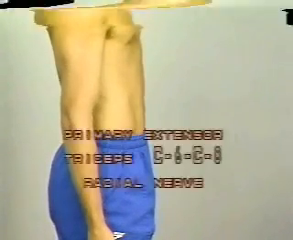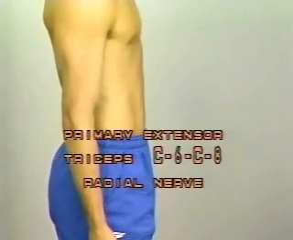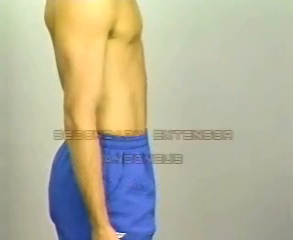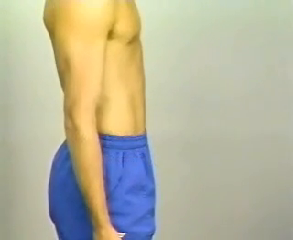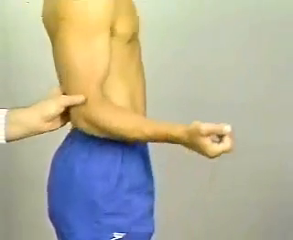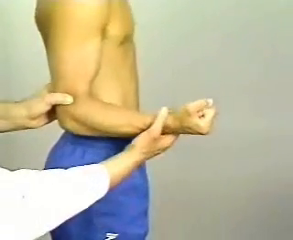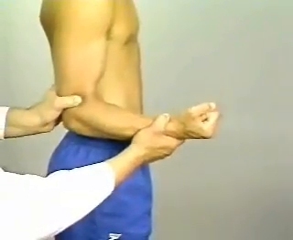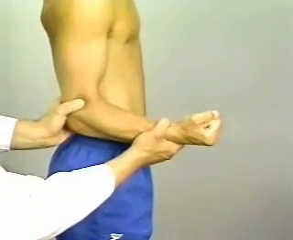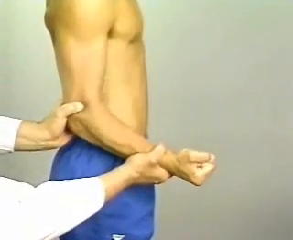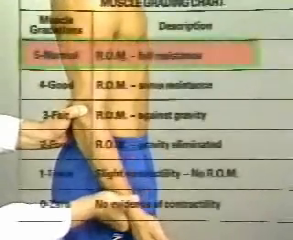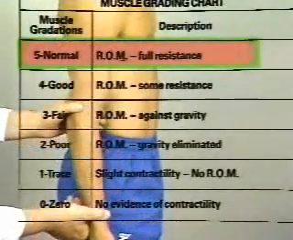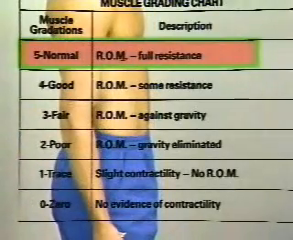Extension. Primary extensor: triceps, C6 to C8 radial nerve. Secondary extensor: anconeus. Maintain the same position as when testing flexion, but this time apply resistance to the dorsal aspect of the wrist region while instructing the patient to extend the elbow. Compare the strength to the opposite elbow and record the value on the muscle grading chart.